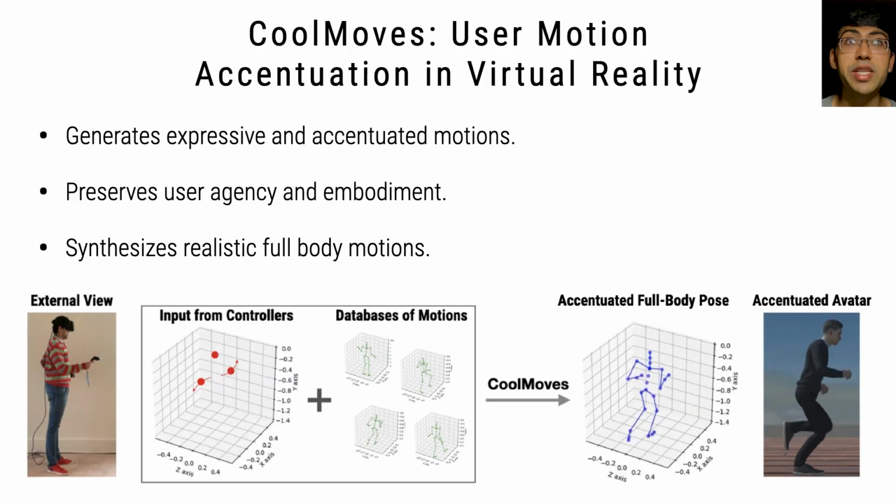Building on such systems, we propose CoolMoves, a virtual reality system that processes motions from the headset and handheld controllers to synthesize expressive and elegant full-body motions for the user's avatar in real time, resembling those produced by expert performers while closely following the user's own input. Note that our task is different from pose reconstruction. As you can see in the external view here, the user's feet are stationary, but the ones produced by CoolMoves are accentuated based on the user's context.